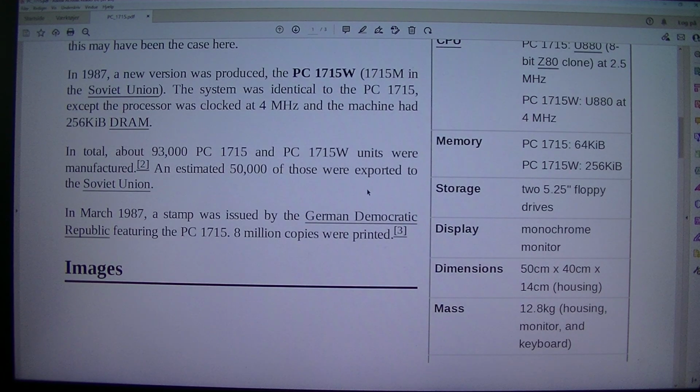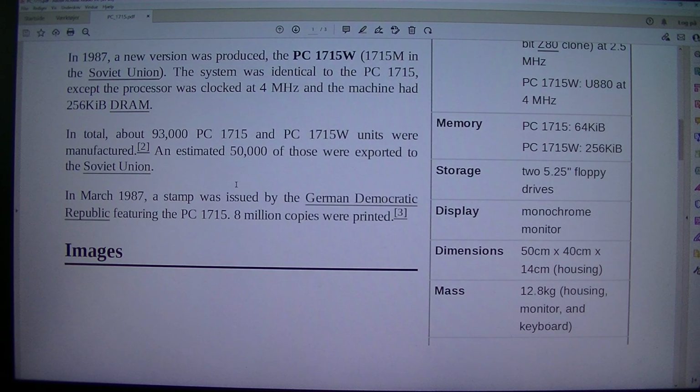In 1987, a new version was produced, the PC-1715W, and 1715M in the Soviet Union. The system was identical to the PC-1715 except the processor was clocked at 4 MHz and the machine had 256 KB RAM. In total, about 93,000 PC-1715 and PC-1715W units were manufactured. An estimated 50,000 of those were exported to the Soviet Union.